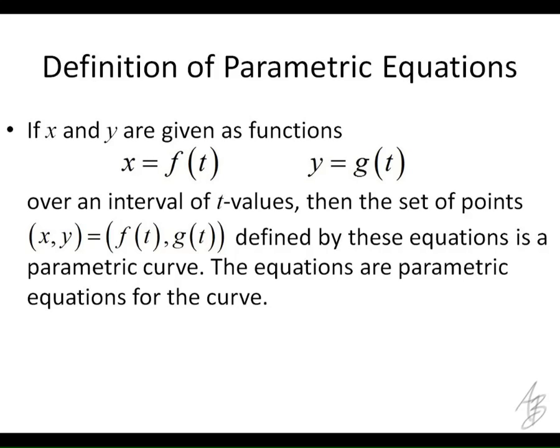We have x as a function of time. We have y as a function of time. So f and g are different functions. And so then we have the set of points that are given by f of t comma g of t, and those depend on the parameter t, so over an interval of t values.